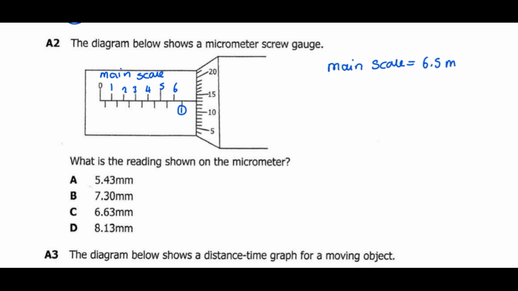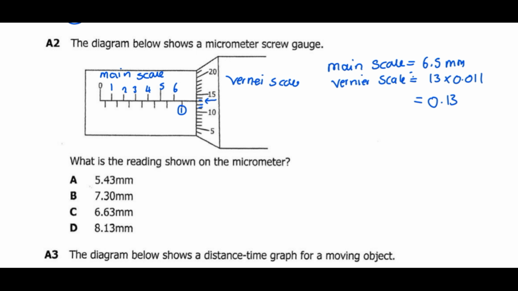we get 6.5 millimeters. After that we are going to look at the vernier scale. The vernier scale is just the scale that is movable. Our key focus under the vernier scale is this calibration here. The number before this is 10, then this is 11, 12, 13. Now under the vernier scale, whatever number you get, you multiply by 0.01. So it's 13 times 0.01.